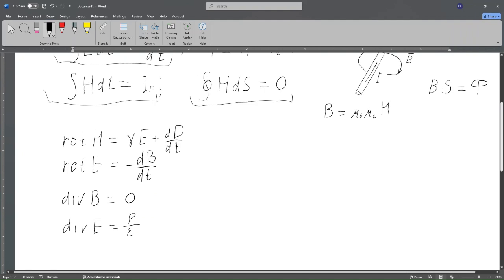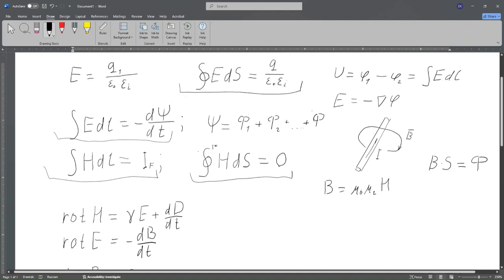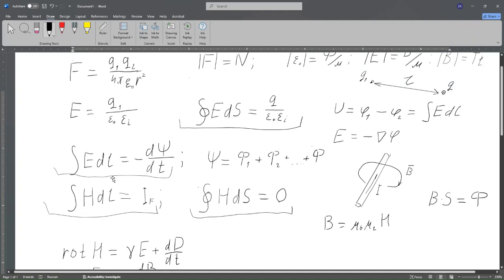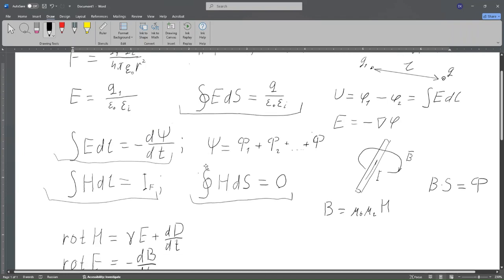Okay, these are the four laws of Maxwell in differential forms, and these equations are Maxwell equations in integral forms.